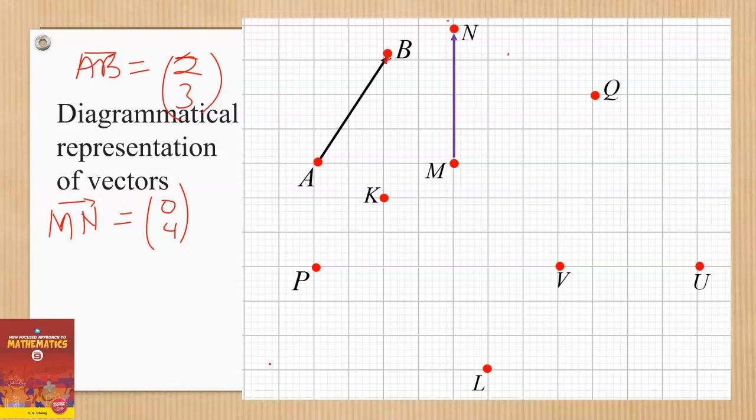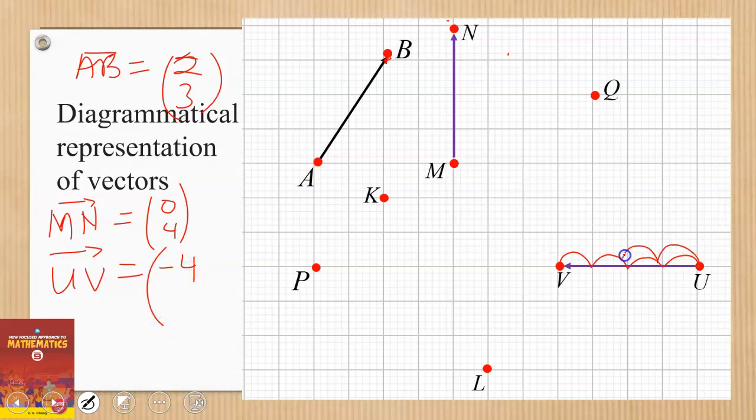Now let's see the next vector, vector UV. For UV, we are moving on the x-axis 1, 2, 3, 4, but we don't move anywhere on the y-axis. And so UV becomes negative 4, since we move 1, 2, 3, 4 in the opposite direction. Then y is 0 because there is no movement on the y part.